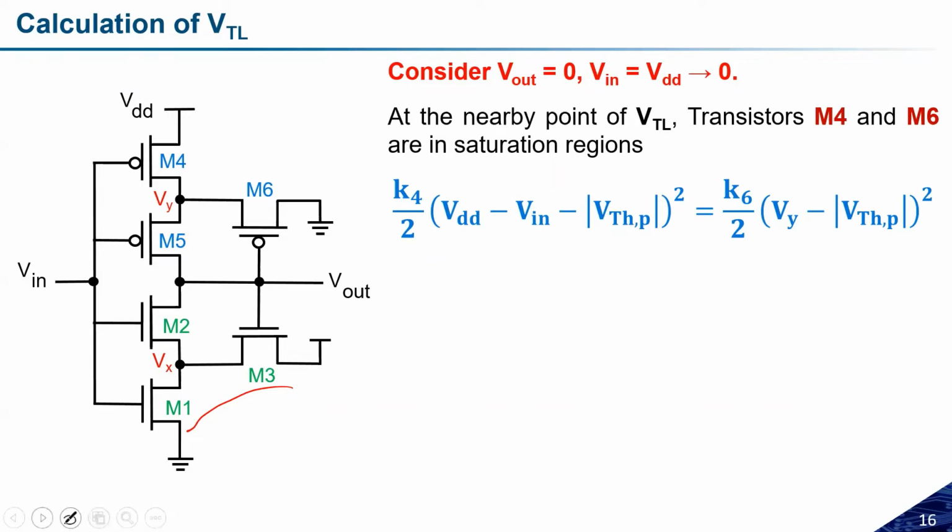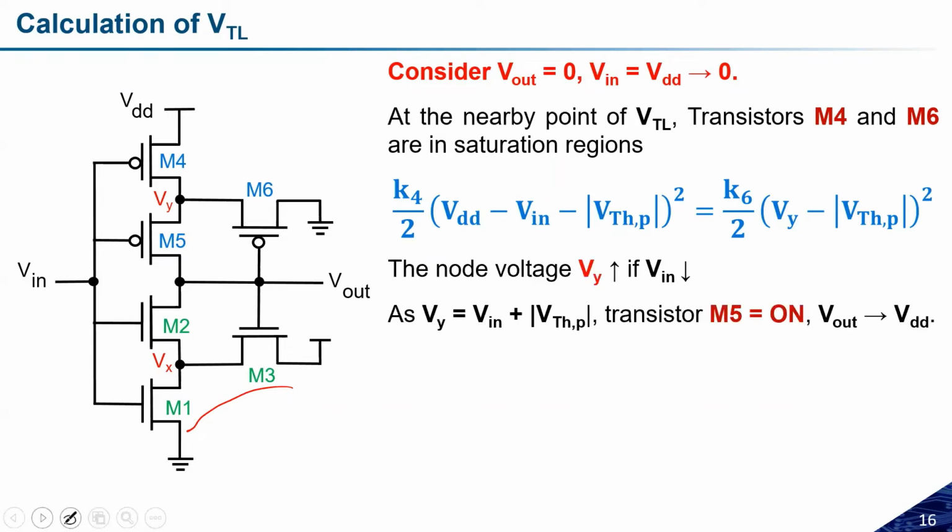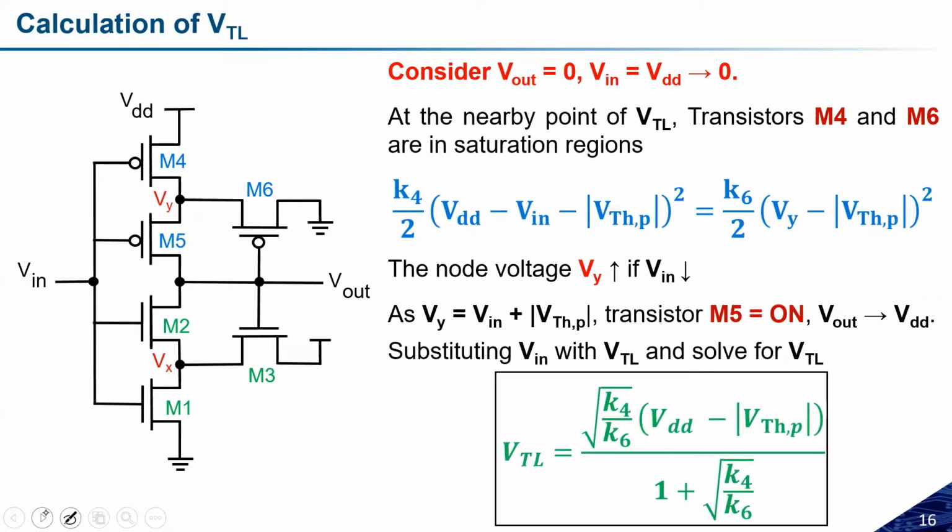And once we are equating these two things, we need to consider some of the equations, like Vy is equal to Vin plus VTH. P transistor M5 will be in on state, and then V out will change to VDD. Okay, so it is just the opposite kind of trend, like the previous slide. And after substituting, we will get the expression for VTL.